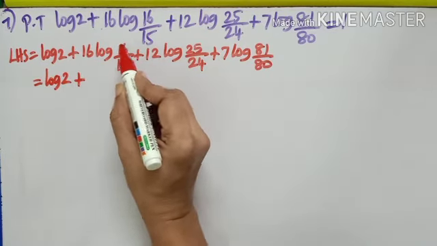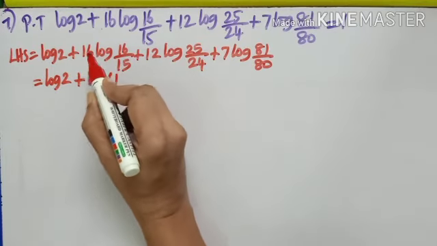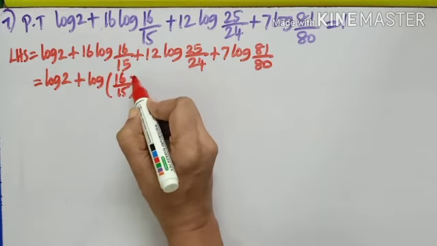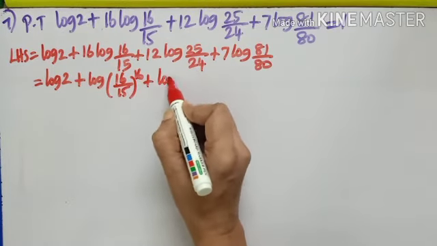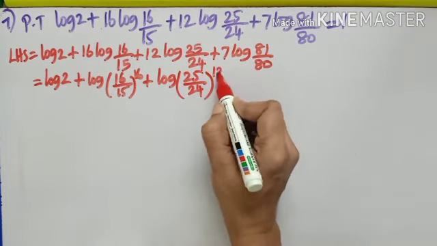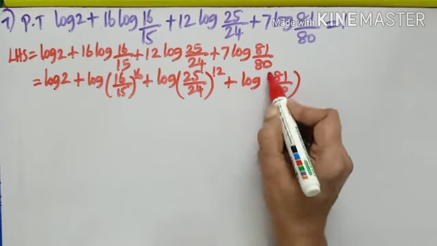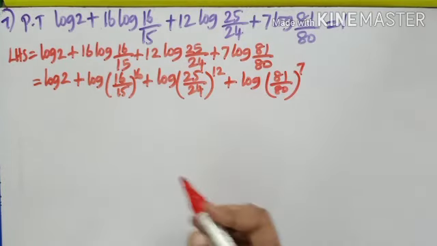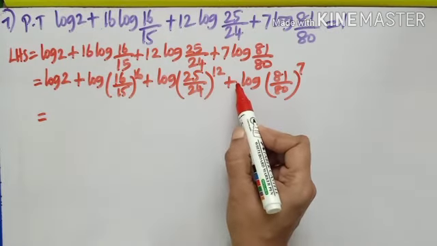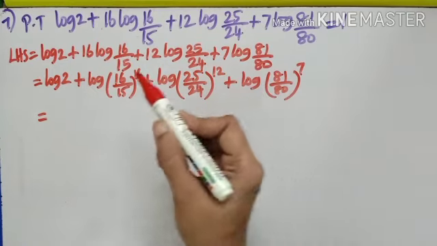Usually power we bring near. In this problem, let us bring the near number to the power. 16 by 15 power 16. Similarly, log 25 by 24 power 12 plus log 81 by 80 the whole power 7. The next step, log is simply given without any number near. Plus symbol tells me multiply.